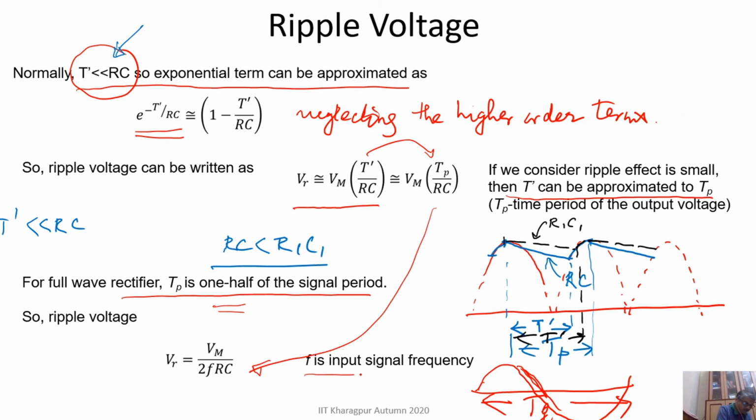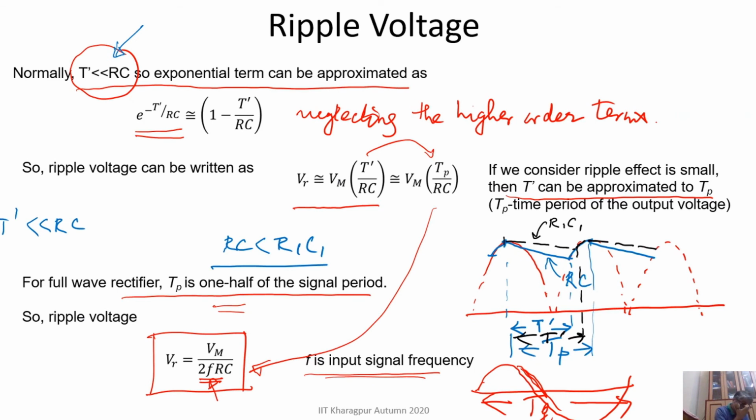Use that input signal frequency, and write TP as 1 by 2f. That is obvious because we are just writing in terms of frequency, and this factor of 2 is coming because the time period of the rectified output is half that of the time period of the input signal. So this is the final expression of your ripple voltage.